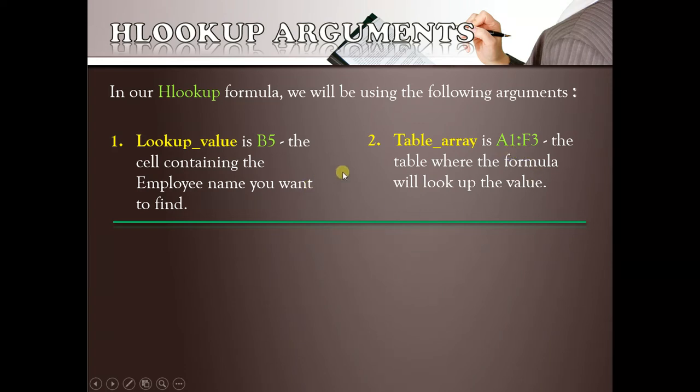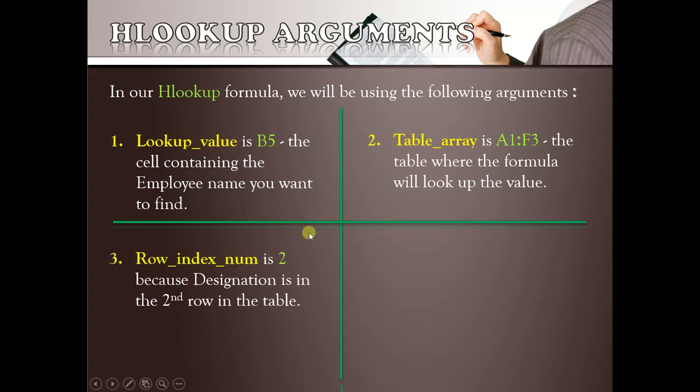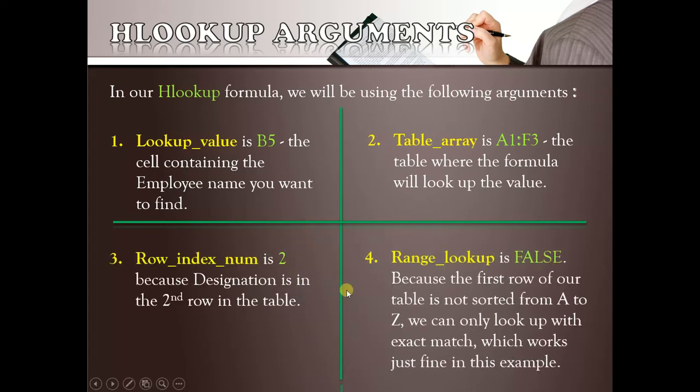Then we find that there is another thing, the row index number, and the range lookup, that is set to false, which will give the exact match, because the first row of our table is not sorted from A to Z. We can only look up with exact match, which works just fine in this example.